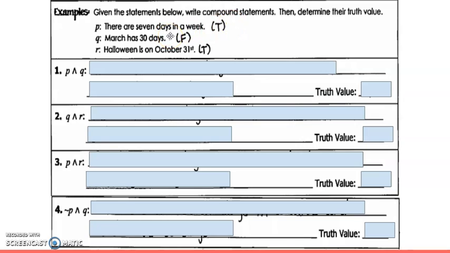March doesn't have 30 days, it has 31, so that's false. And then Halloween is on October 31st. So again, that is true. When we're writing it out, we're going to take it one part at a time. So if I have P and Q, I'm going to write out the statement of P, and then I'm going to write the statement of Q.